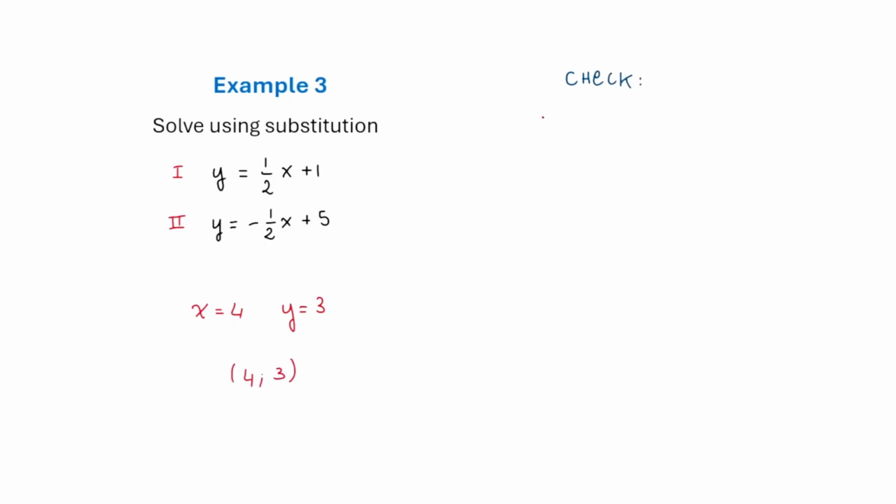Quick check. First equation, 3 is equal to 1/2 times 4 plus 1. 3 is equal to 2 plus 1, so 3 is equal to 3. Second equation, 3 is equal to minus 1/2 times 4 plus 5. 3 is equal to minus 2 plus 5. So 3 is equal to 3. Both equations are satisfied.